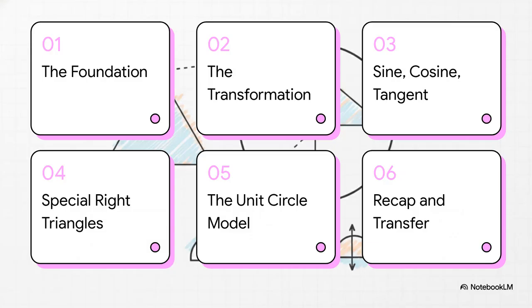Okay, let's take a quick look at the blueprint of the unit circle. We'll hit Section 1, the foundation, Section 2, the transformation, Section 3, sine, cosine, and tangent, Section 4, special right triangles, Section 5, the unit circle model, and finally Section 6, recap and transfer question. Let's get right into it.